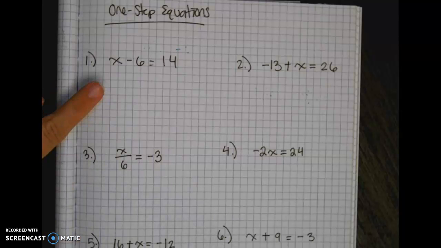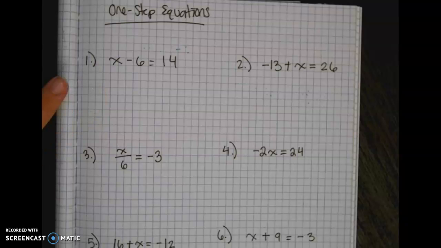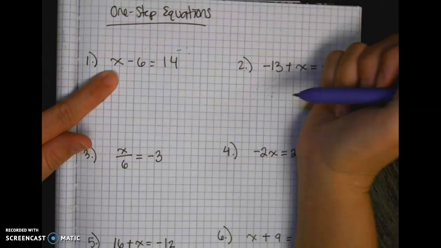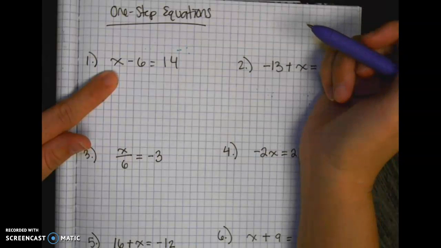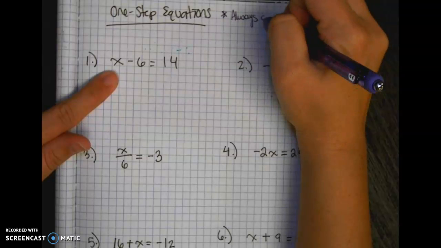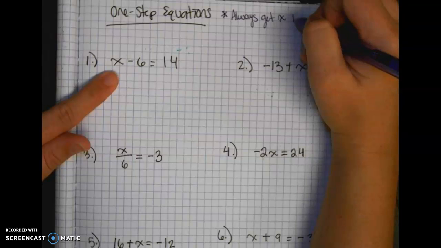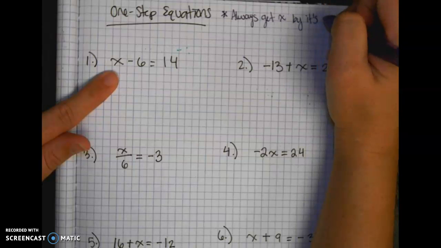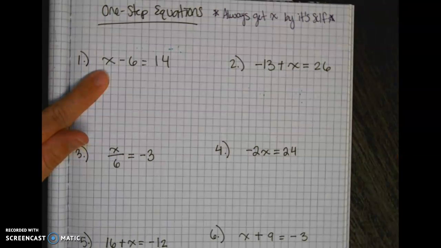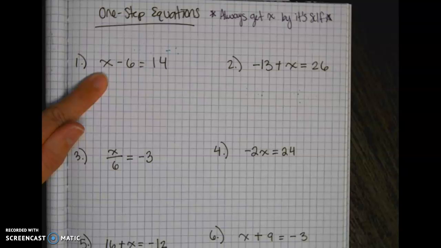So we're going to start up here with number 1, and at any time, do pause the video. You have the option to pause the video anytime at all. So I have x minus 6 equals 14. I always want to get the x, or the variable, by itself. So I'm going to write up here, always get x by itself. That is my end goal anytime that I'm dealing with one-step equations, or multi-step or two-step, which we'll get to later.